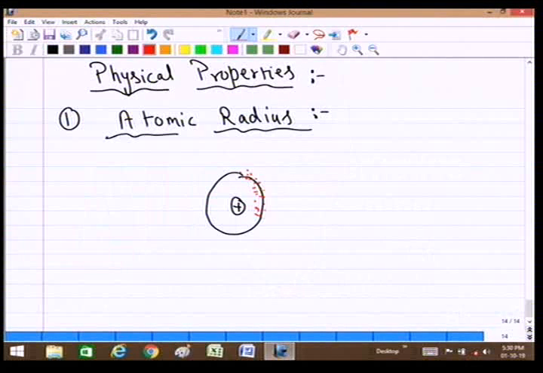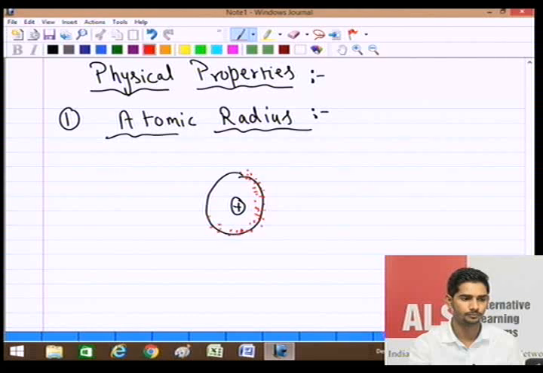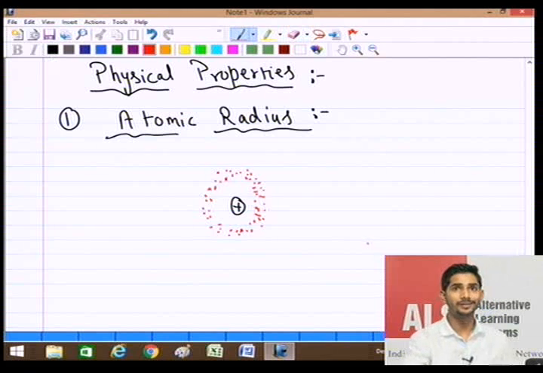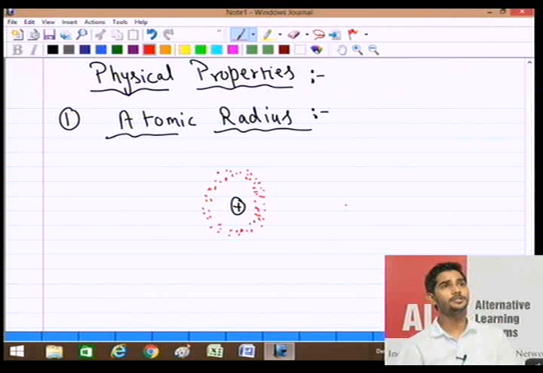Electrons are actually electron clouds, and clouds do not have any sharp boundaries. If you remember, I have drawn the orbital like this when I was discussing orbitals with you. These are the dots. This is how we represent the orbital, and these dots represent what? Electron cloud ultimately.